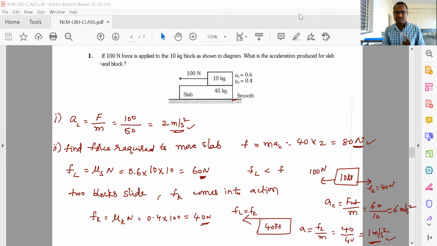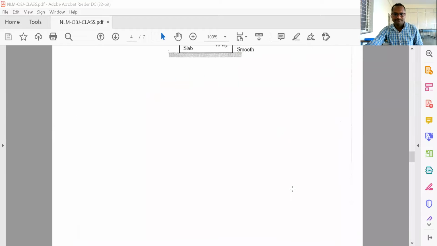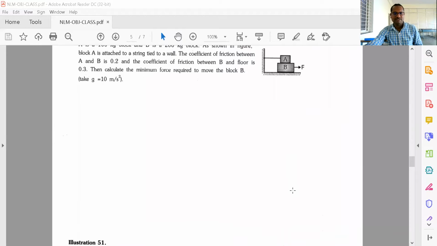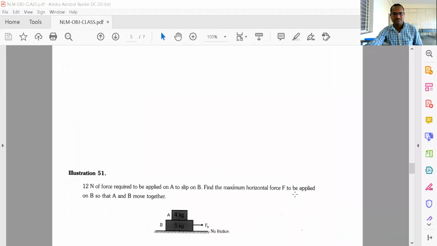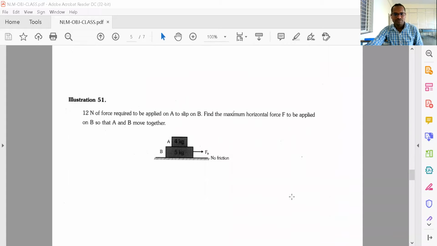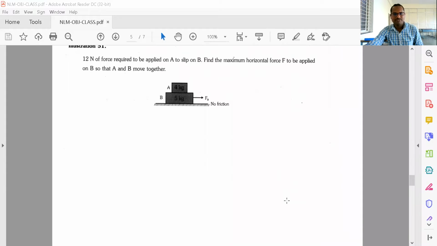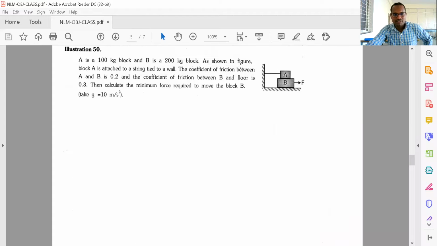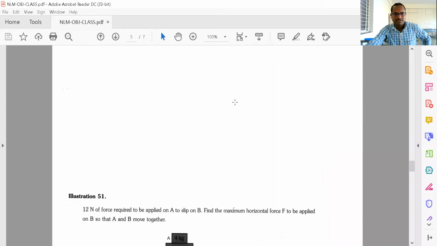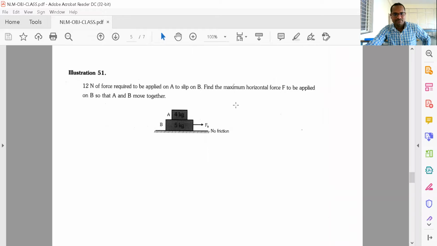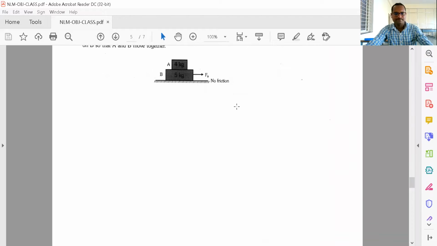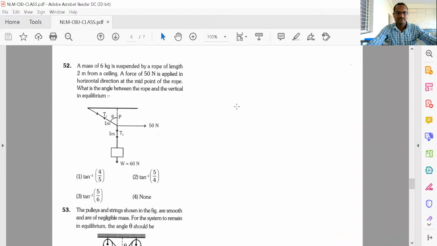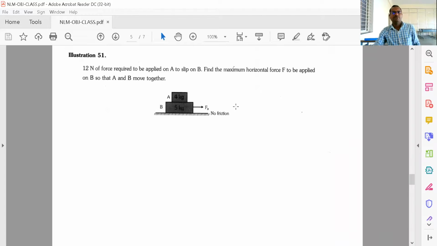Okay. Next, let us go to one more question. Yeah, one more example. Let us see. Two examples are there. I'll skip this example. This example you try to solve. The solution is there. And this example I'll take. Example number 51. Okay. Yes. See example number 51.